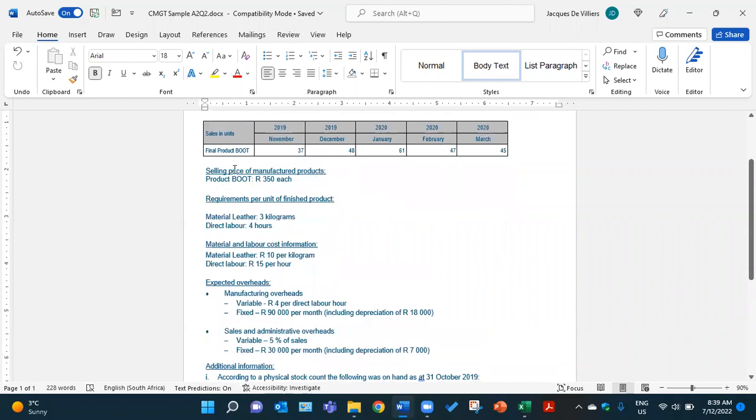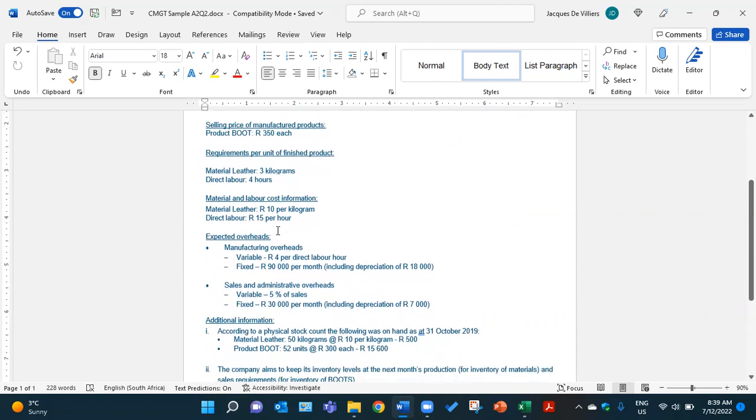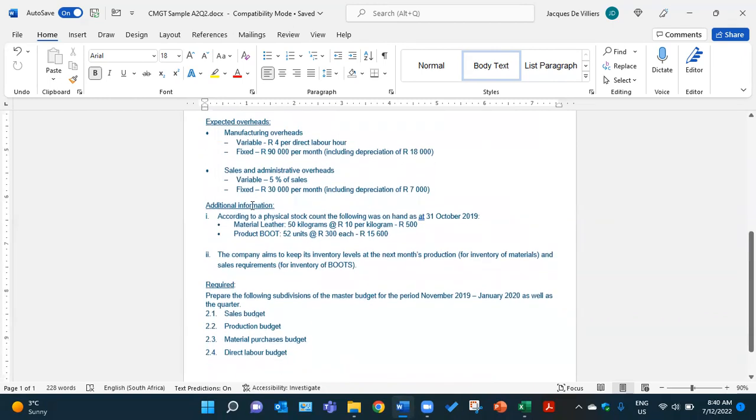They give you the selling price of the manufactured products. They tell you how much leather and labor hours is required to make a pair of boots. You are given your labor cost and your material cost. Then you are given some expected overheads, being the manufacturing overheads and the sales and admin overheads, and you are given additional information.